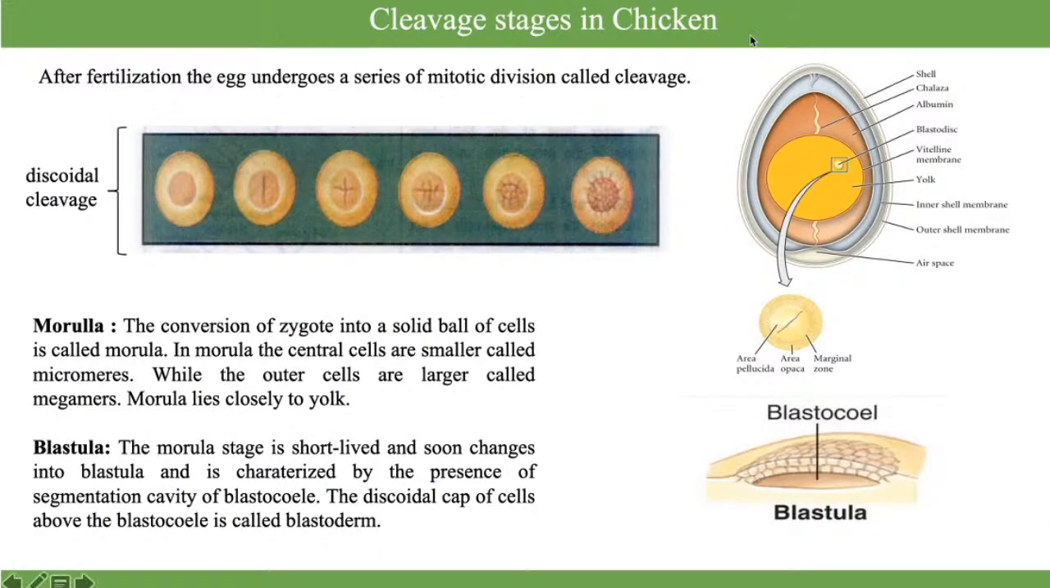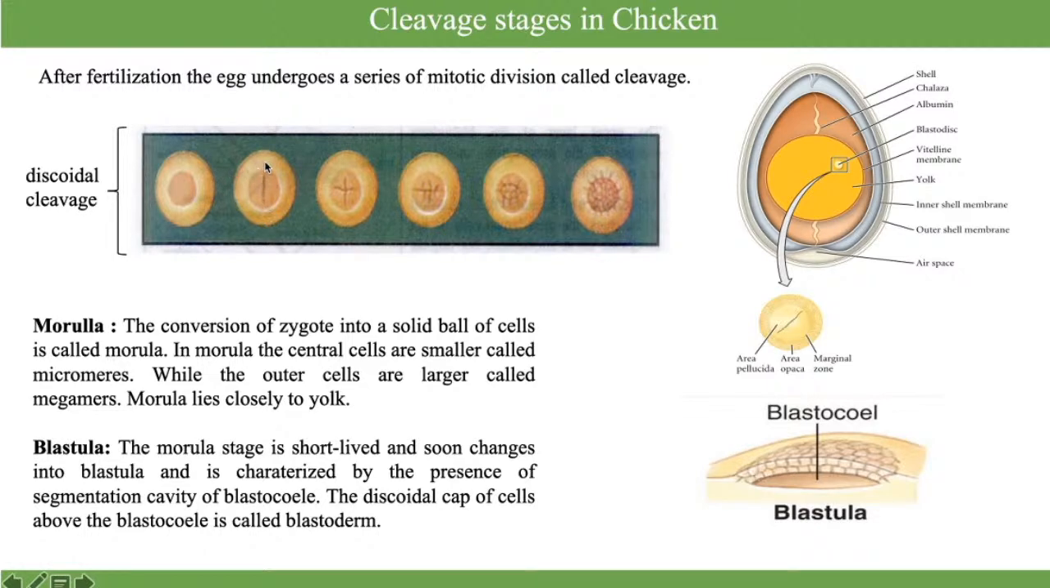Now we start the cleavage stages in the chicken. First of all, let's see what cleavage is. After fertilization, the egg undergoes a series of mitotic divisions, which is known as cleavage. Discoidal cleavage is the type of cleavage present in the chicken, in eggs that contain a large amount of yolk, where cytokinesis does not divide the egg completely.